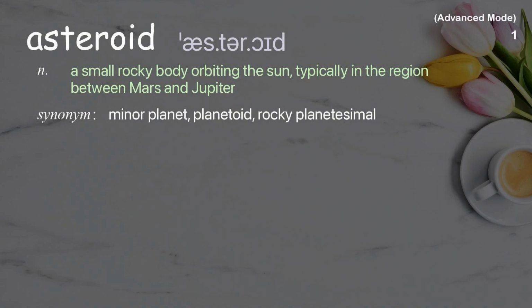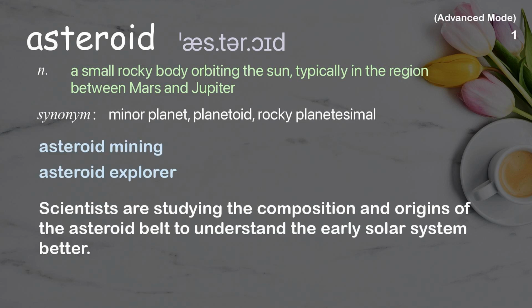Asteroid. A small rocky body orbiting the Sun, typically in the region between Mars and Jupiter. Examples: Asteroid mining, asteroid explorer. Scientists are studying the composition and origins of the asteroid belt to understand the early solar system better.